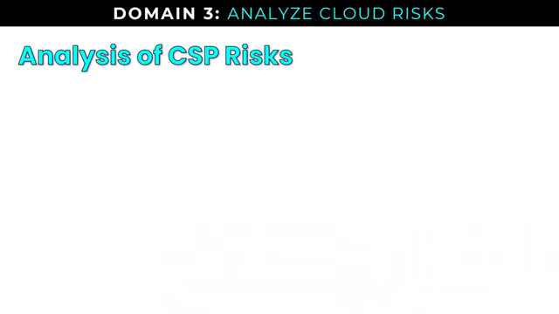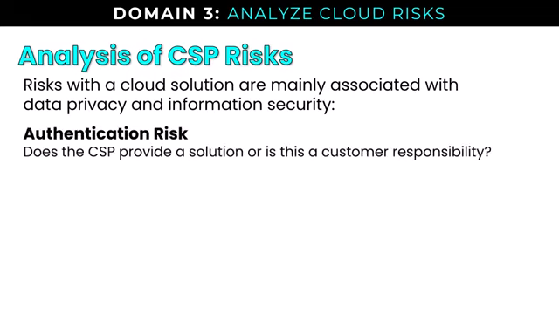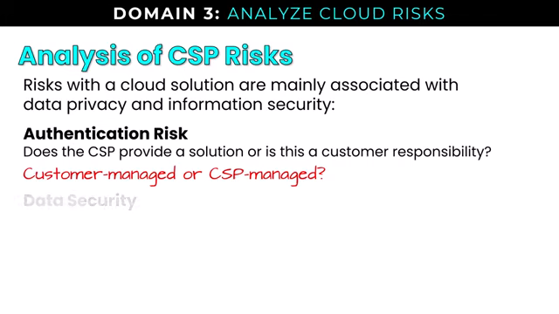Continuing with risk analysis, let's look at a couple of CSP risks. And risks with a cloud solution are mainly associated with data privacy and information security. There's authentication risk, so does the CSP provide a solution, or is this a customer responsibility? We talked about federation versus identity as a service a bit earlier in this session. So if it's customer managed, we have more control. If it's CSP managed, we're transferring some of that risk over to our cloud service provider.